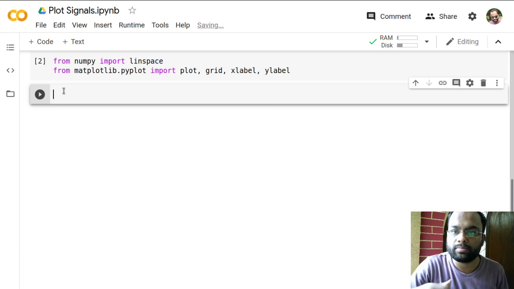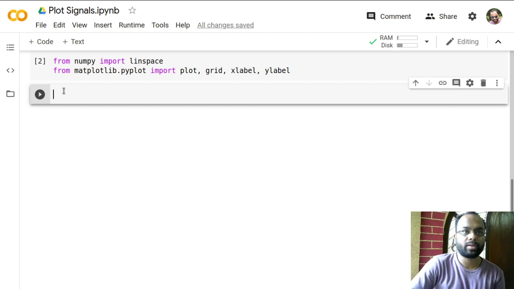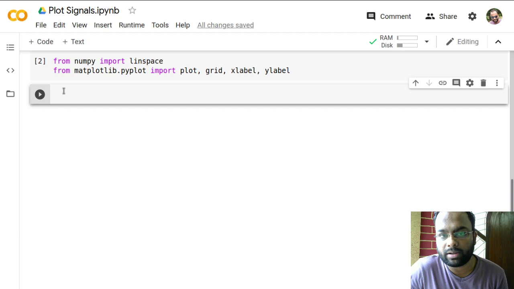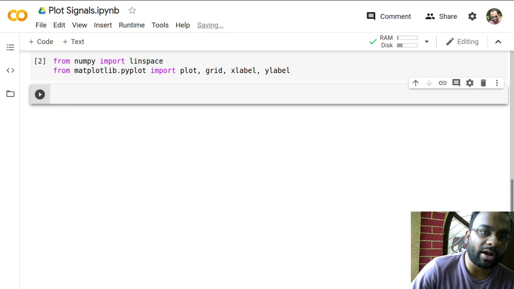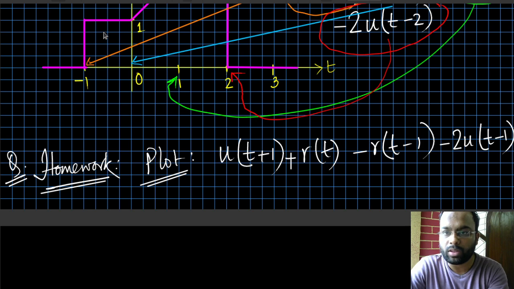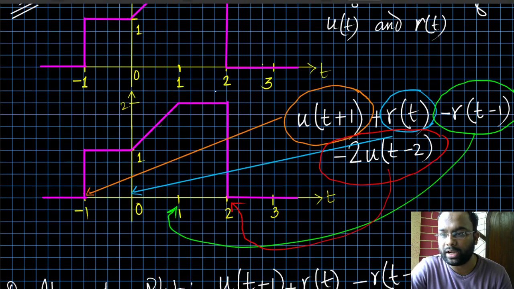Now, let me tell you how you can create those signals and plot them on Google Colab here. Okay, I think you people are following me. So the first thing you have to do is figure out the time span for which you are going to plot the signal. Let's go back to our example. Moments ago we did solve this signal, right? Did figure this signal out, right?